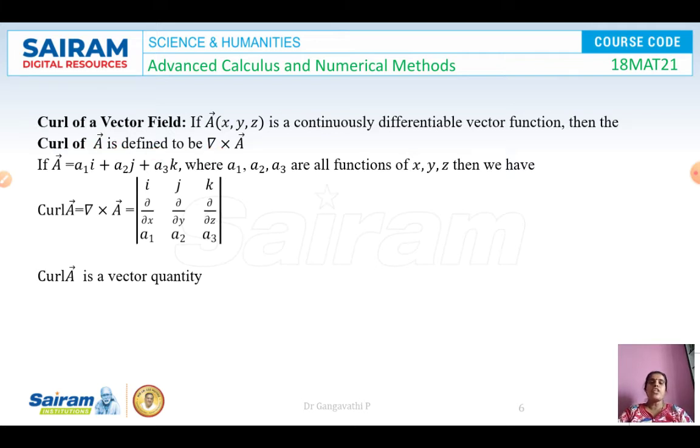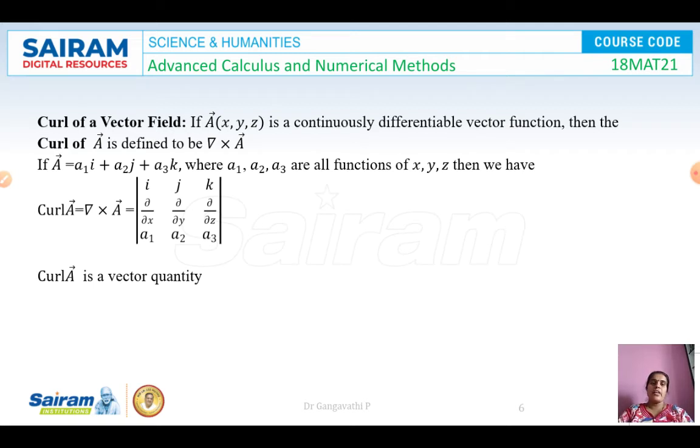Now try to recall all the three. Grad phi, del phi, that is a normal multiplication. The divergence was a dot product, del dot A. And the third is the cross product, curl, del cross A, cross product of two vectors. Del is also a vector, A is also a vector. So cross product of two vectors, how do we do it?